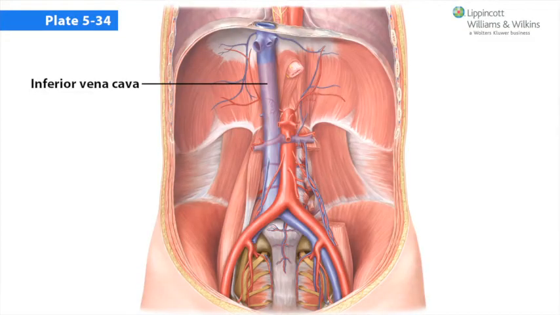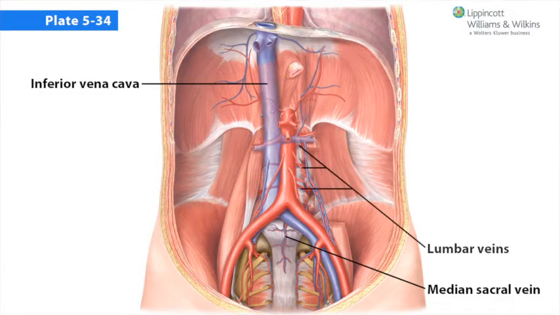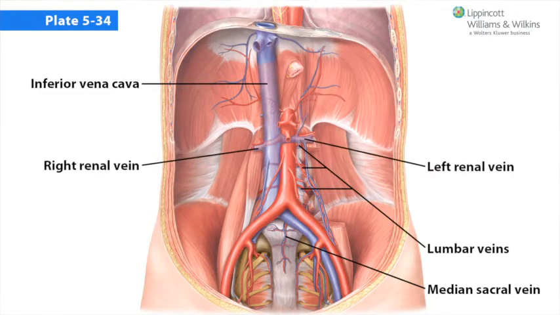The inferior vena cava receives the median sacral vein at its bifurcation and usually receives the 4 lumbar veins on its posterior side. The right and significantly longer left renal veins also drain into the inferior vena cava, the left crossing anterior to the aorta but posterior to the superior mesenteric artery.